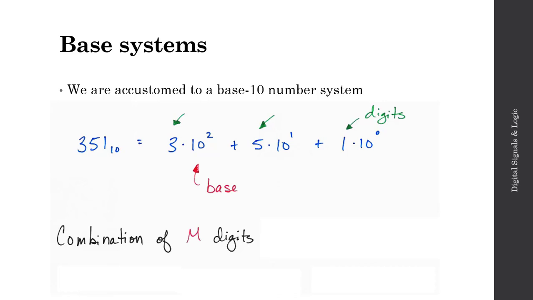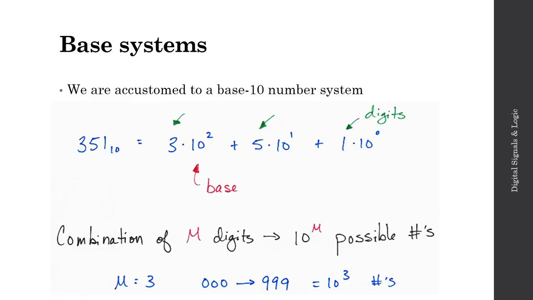So if I have a combination of m digits in base 10, I get 10 to the m possible numbers. For example, in the case where m is equal to 3, I can write numbers from 000 all the way up to 999. That gives me 10 to the 3 possible numbers, or 1,000 possible numbers I could work with when m equals 3.